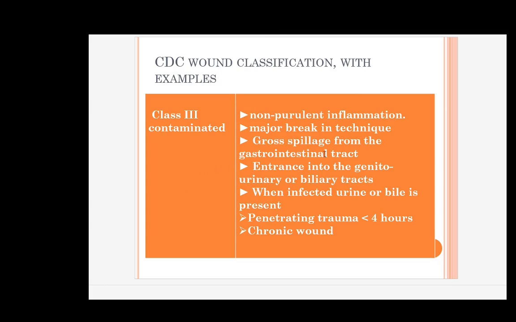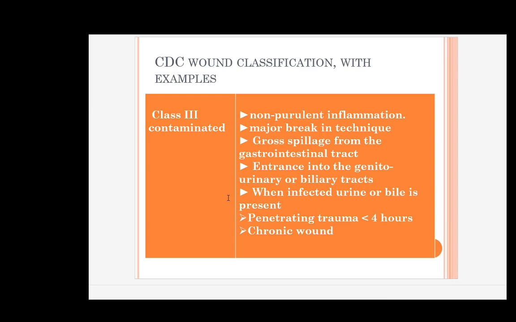Then we go to the next, that is the third variety, which is contaminated. So here, there is a major break in the technique. Okay, gross spillage from the gastrointestinal tract, biliary tract. I mean, in gastrointestinal tract we also include the biliary tract, genitourinary tract, or the respiratory tract. So this is important. Penetrating trauma, which is usually less than 4 hours, or any chronic wound, is also classified as class 3 because there is a lot of contamination in the wound that is already there.